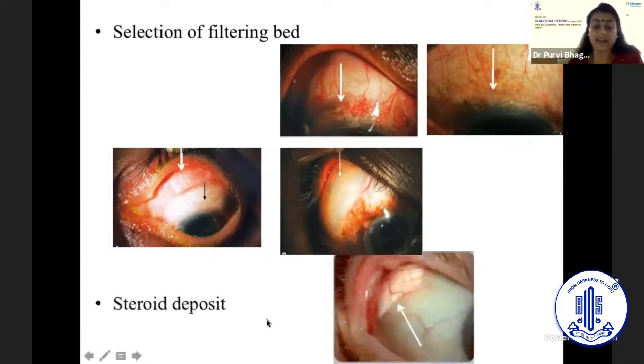And again, in cases of unresponsive cases, you just avert the lid or see deep in the fornices and you see a steroid depot sitting there. So you just keep on adding medications to the patient and you don't know why the patient is not responding. But probably there was a depot which was given, which perhaps might need excision.